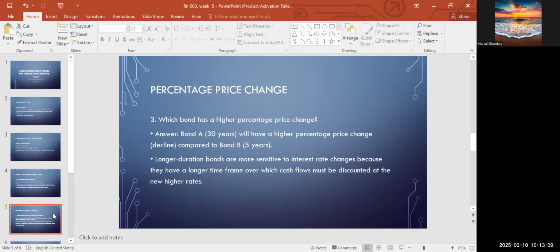Percentage price change. Which bond has a higher percentage price change? Bond A will have a higher percentage price decline compared to bond B, which has 5 years. Longer duration bonds are more sensitive to interest rate change because they have a longer time to maturity, over which cash flows must be discounted at the new rate.